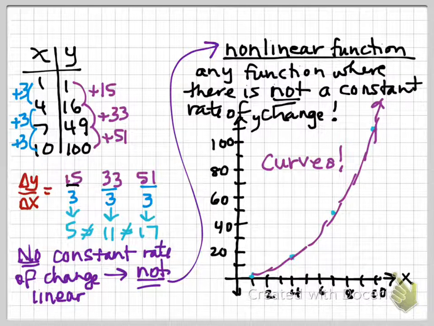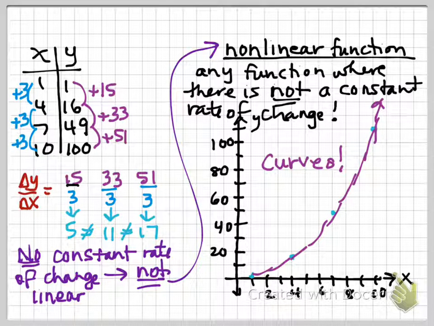Now these curves can come in all sorts of different shapes and forms, okay? One of the biggest things you're going to be asked to do tonight is look at a table of values and answer whether it's linear or nonlinear. The easiest way to do it is to not graph it. The easiest way is to simply look at the rate of change. Is there a constant one, versus is there not?